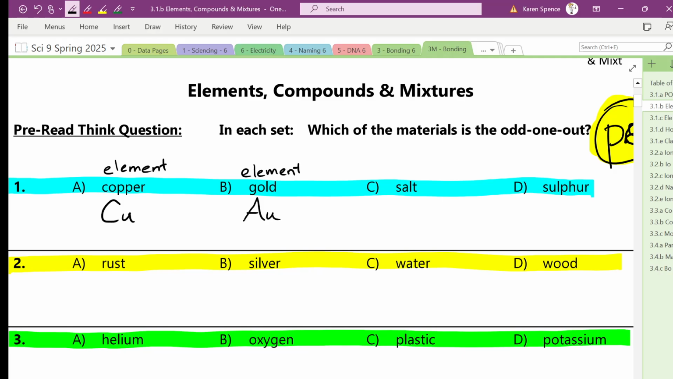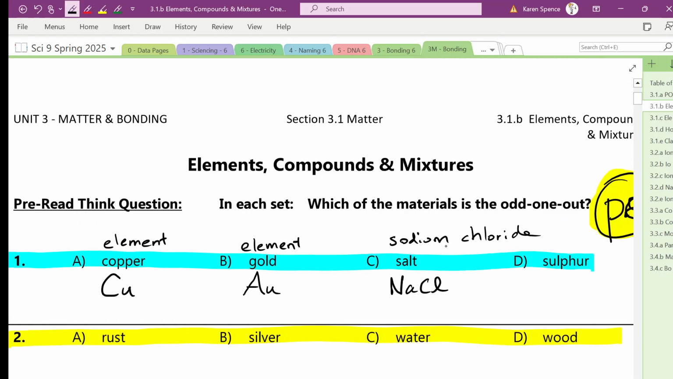Salt. Does anyone know what salt is called, like its official name? Yeah? NaCl. It is sodium chloride. Is that an element? No. We have 2 elements stuck together. That's called a compound. Okay?